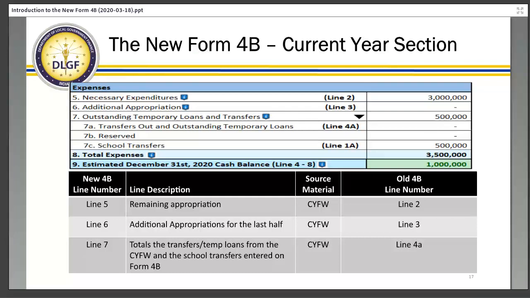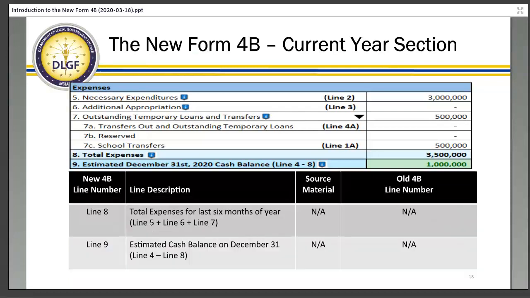So for this particular unit, we can see that their total expenses for the last 6 months of the year is $3.5 million. So the necessary expenditures plus this school transfers shows us that their planned expenditures for this particular fund are $3.5 million. Now, line 9 is going to be a comparison between the revenue that's coming in, the cash balance and revenue that was coming in this year, and the planned expenditures. And so, in just a glance, we can see that the estimated cash balance as of December 31st of 2020 for this particular example is going to be $1 million.